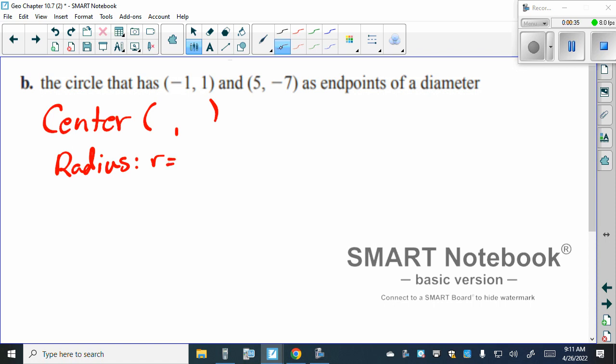And our general equation of the circle is x minus h squared plus y minus k squared equals r squared, where h and k are the values for the center of the circle. Now let's see what information they gave us to start with. They told us that the circle has (-1, 1) and (5, -7) as endpoints of a diameter.